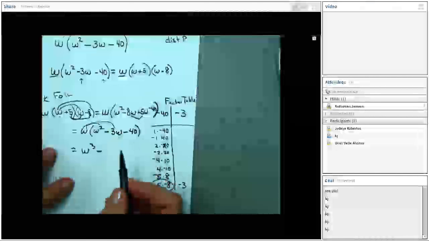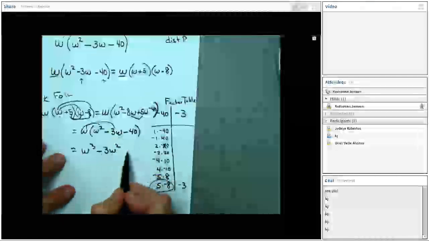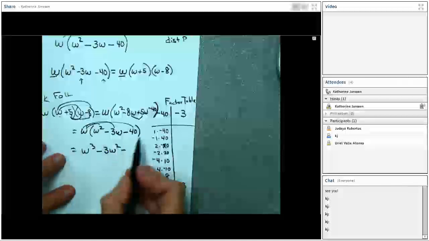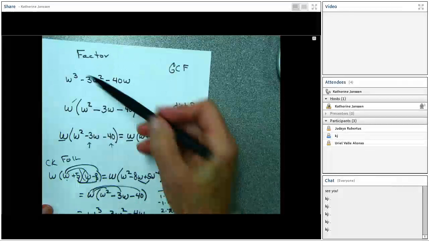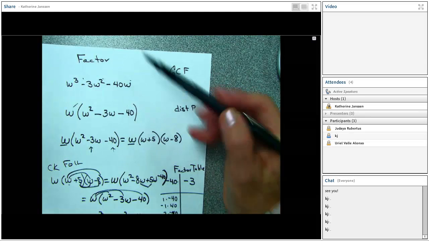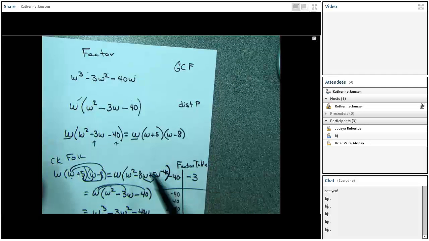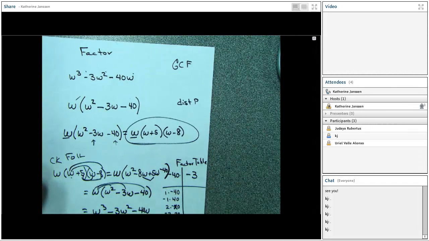W times 3W, 3W squared, pick up your sign, and W times 40 would be 40W. W cubed minus 3W squared minus 40W checks, so you can circle your factored result.